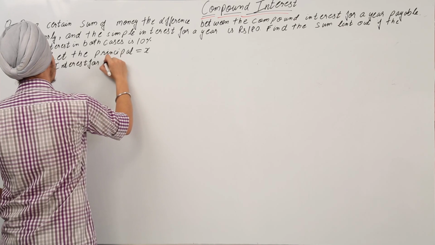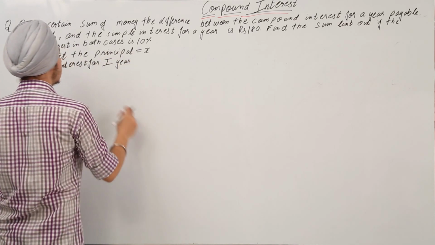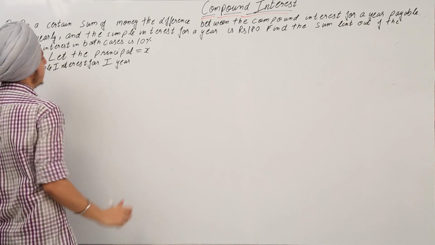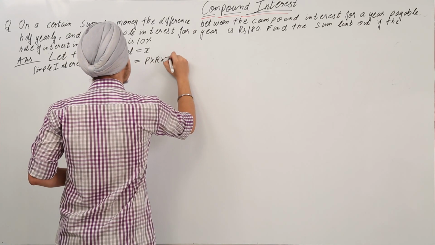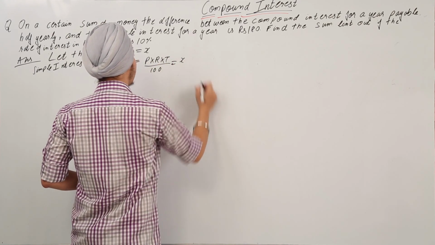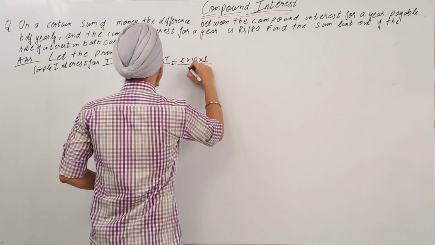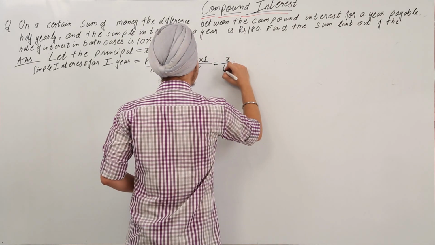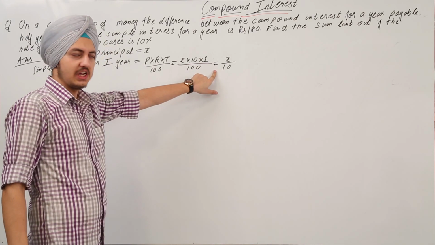So from here we have the interest for the first year. The simple interest for the first year, I must say, is equal to principal into rate into time upon 100. Am I right? Principal we have x, rate we have 10%, time 1 year, upon 100. This gives us x upon 10. So this is the simple interest for the first year.